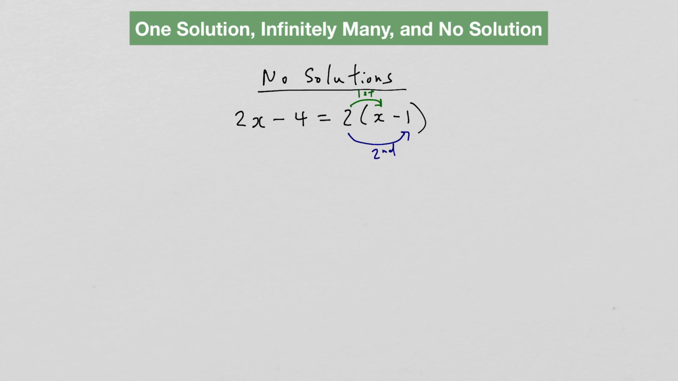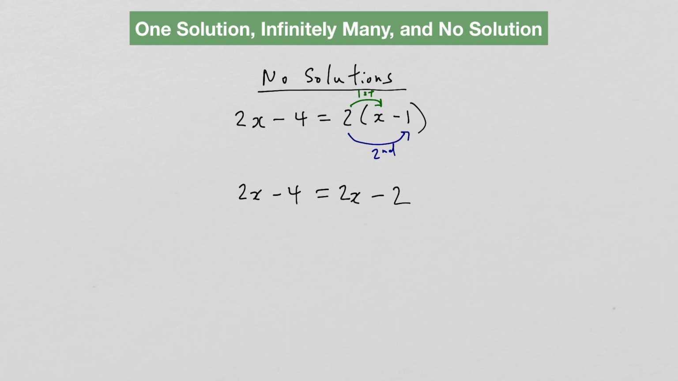So what we get here is 2x minus 4, so we're just copying the left side of the equation. Then we're going to distribute the first, which is 2 times x, or 2x. And then again, we're going to distribute the second. It's 2 times negative 1. It's not a positive 1, it's a negative 1. And therefore we get minus 2.